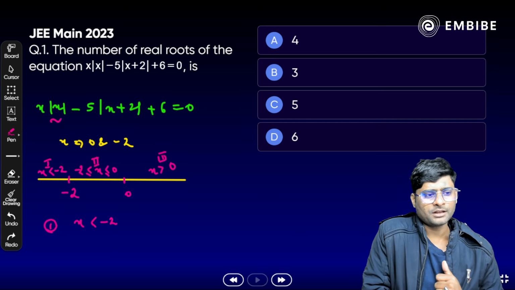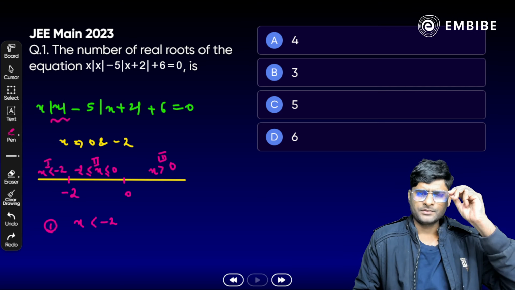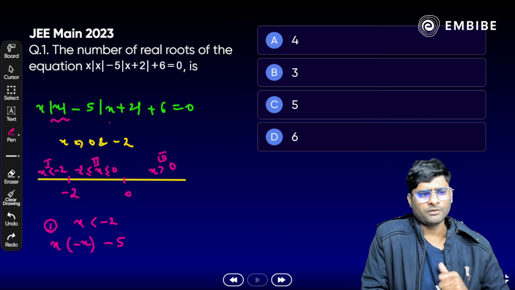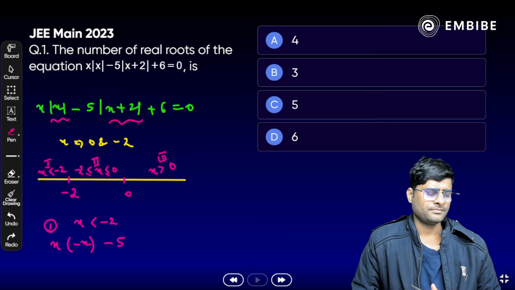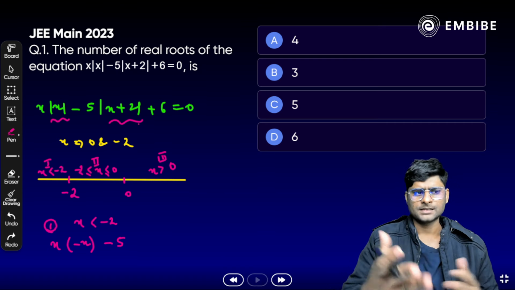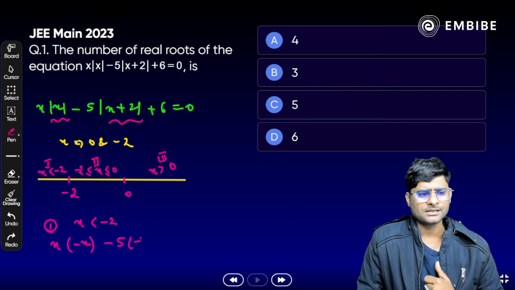So what will be the behavior of the first one? Yes, it would be minus of it, like x times minus x. Then we have a minus 5 constant. Now what will be the second mod value? Suppose we have minus 3 plus 2. Yes, minus 3 plus 2 is negative again, so we have to just multiply with a negative sign here. It would be x plus 2, plus 6 is equal to 0.